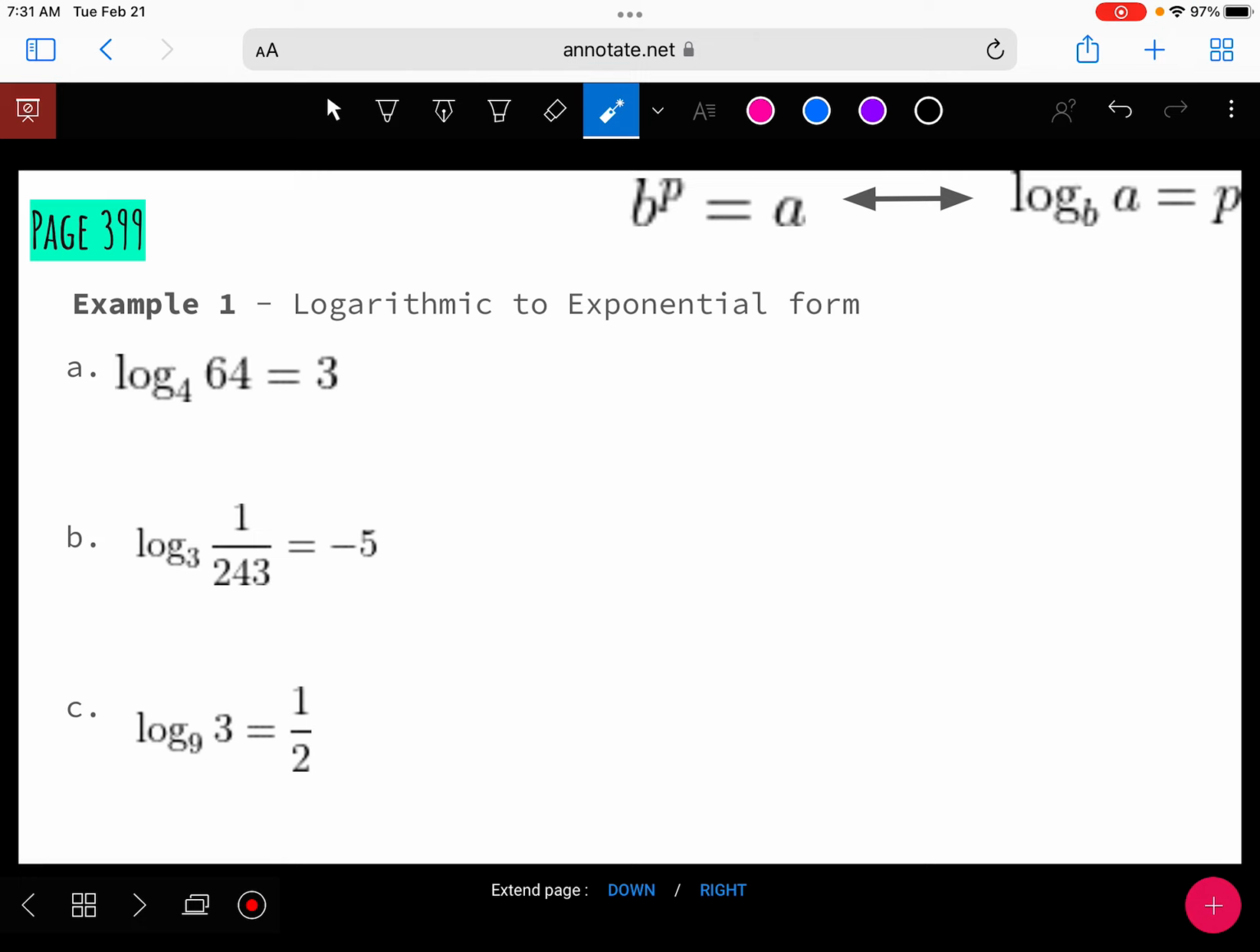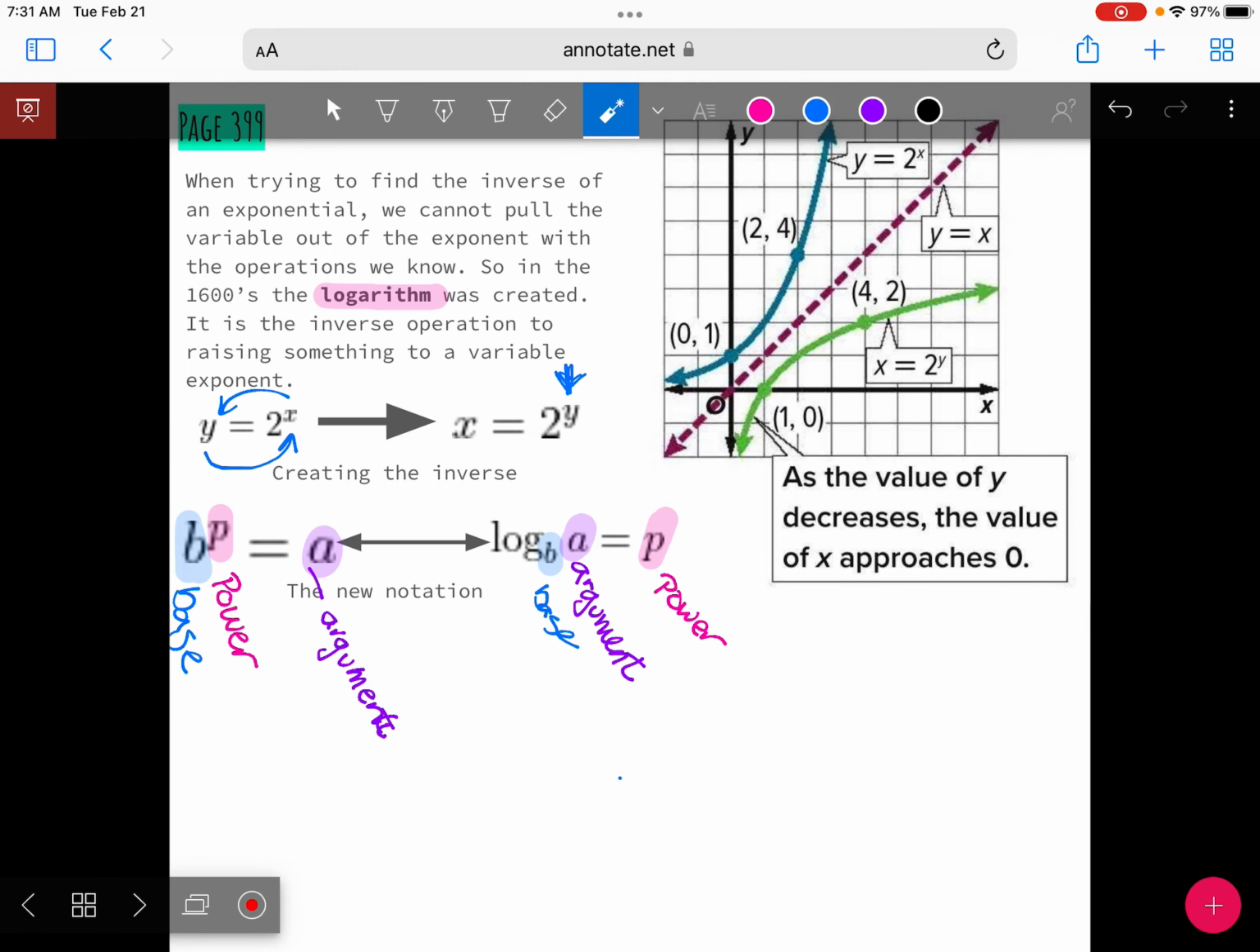So example 1 down at the bottom. I have our little form up here. Let me pay attention to what colors I had. Blue, pink, purple.